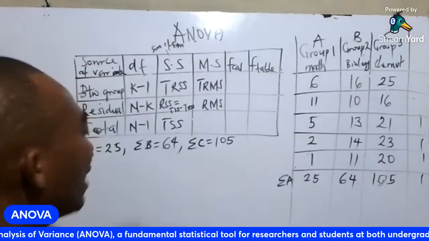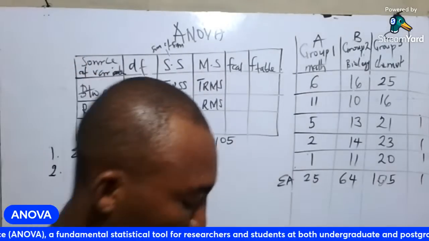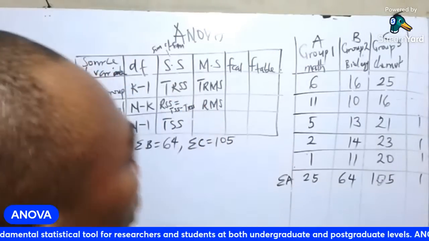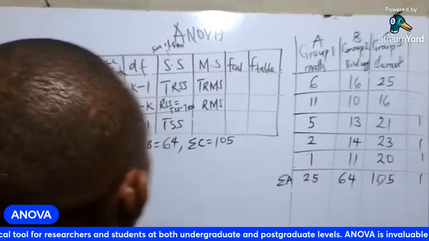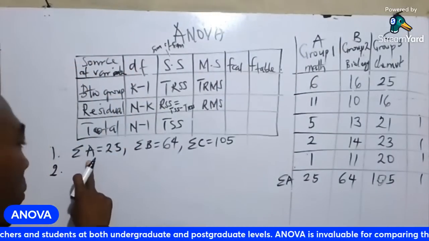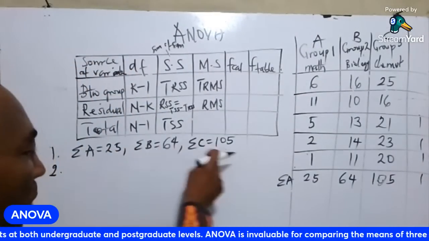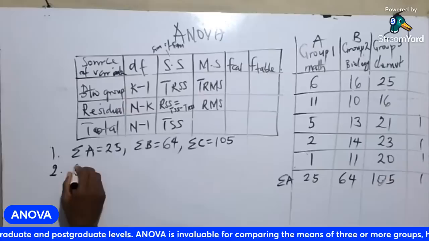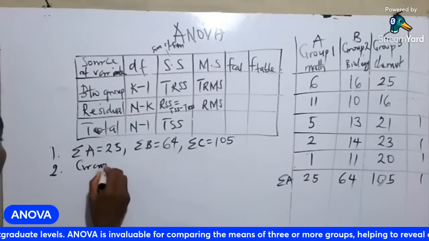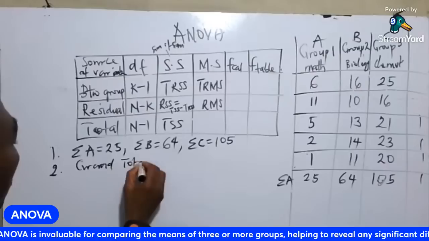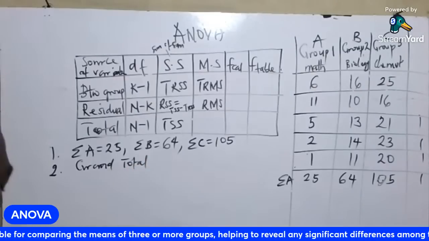So the first step is to get the grand total. Step 2 is the summation of the first group, the summation of the second group, and the summation of the third group. Step 2 is to get the grand total.